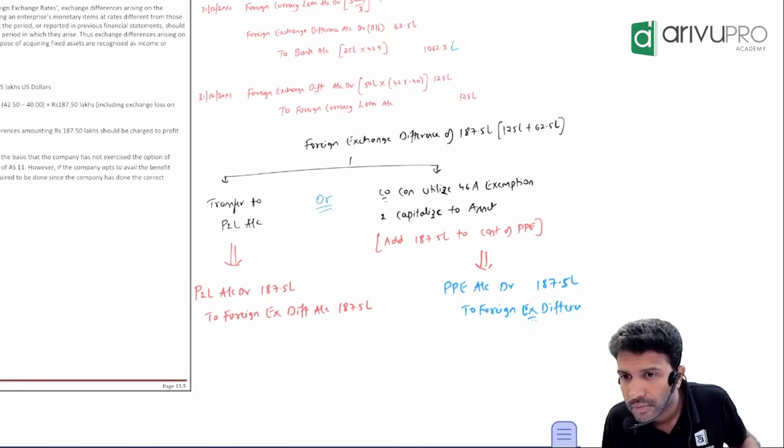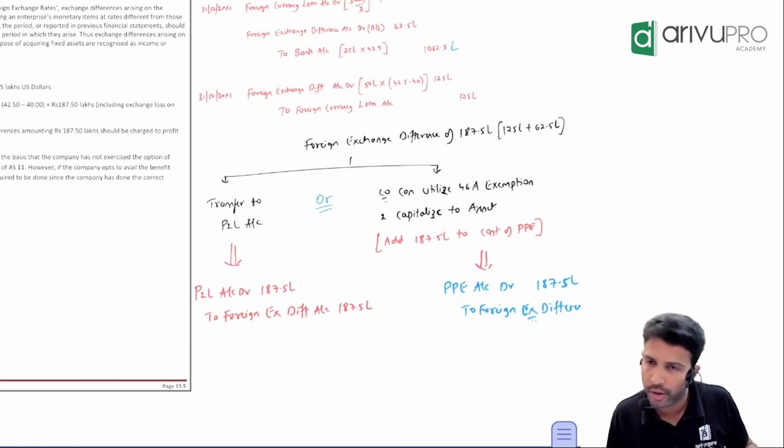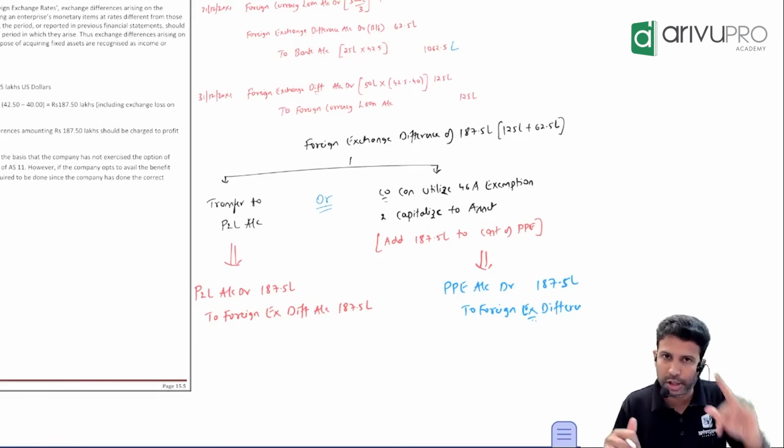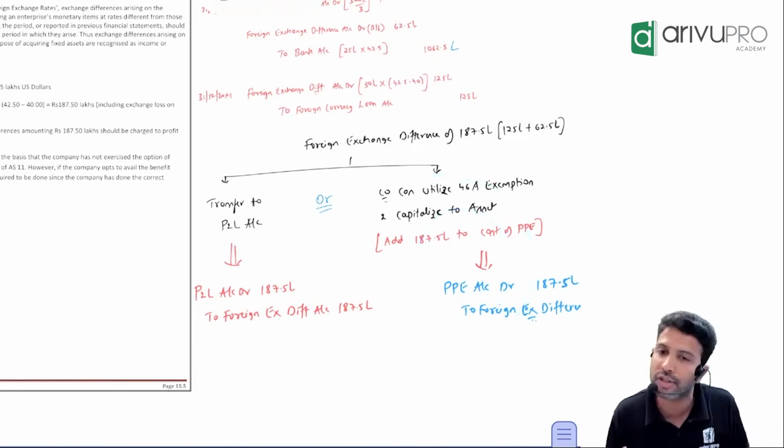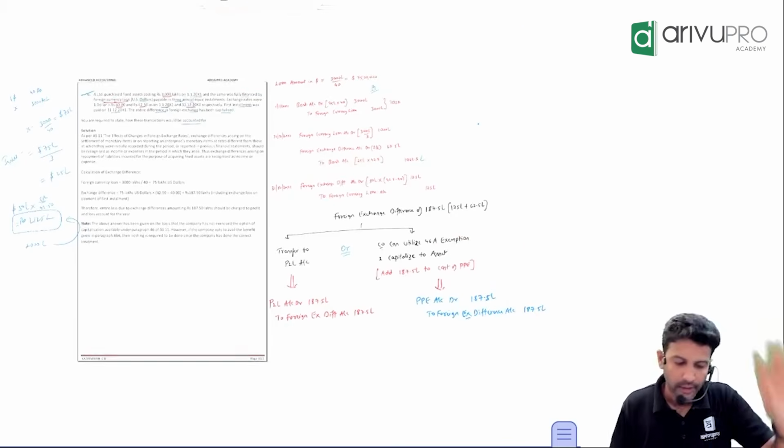Here we got the loss of 25 separately and 62.5 separately. Total you'll have to take. Total exchange gain or loss, you have an option to transfer it to P&L or adjust it against cost of the asset. Both. Okay. Fine.